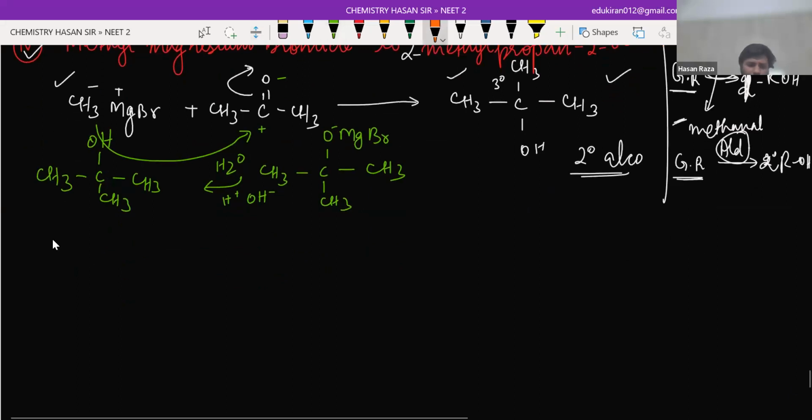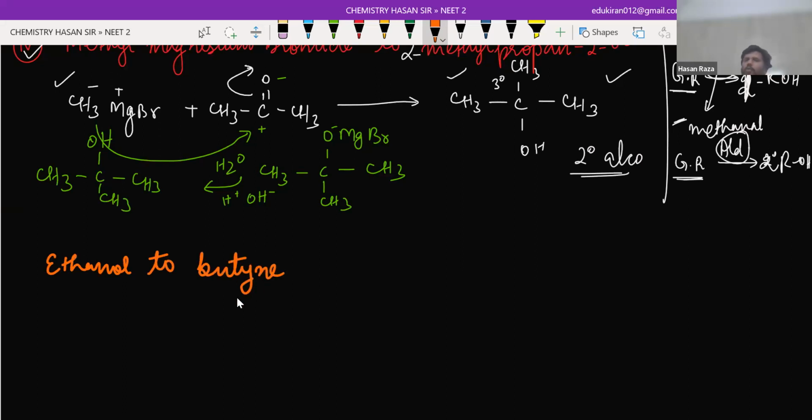Okay, the next question. You are going to convert this ethanol, that means alcohol, into butane, or you can call it but-1-yne. Very simple it is.